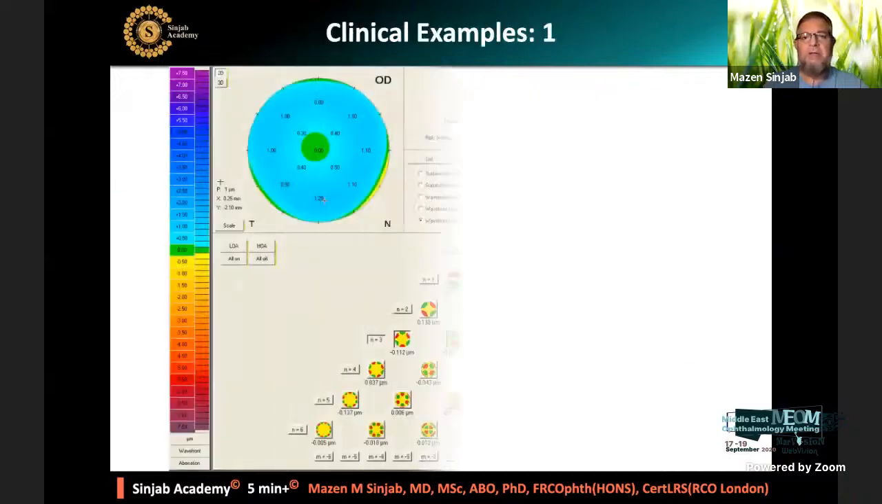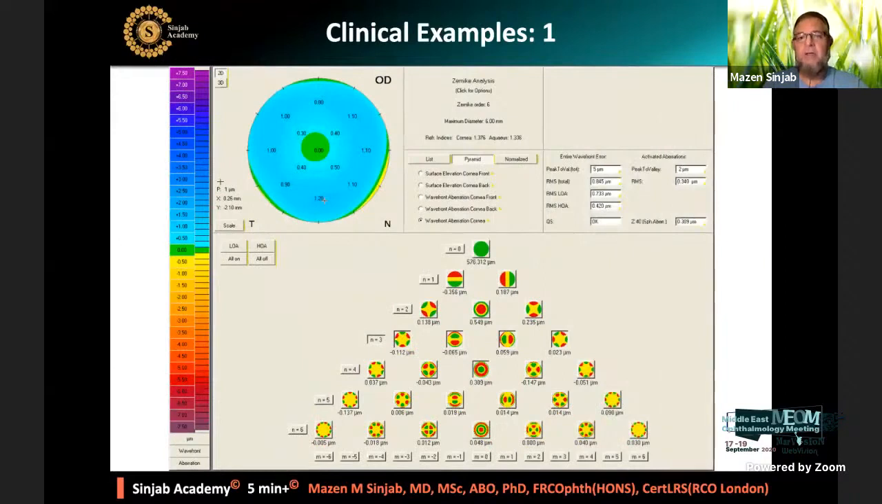So this is a clinical example. I'll show you how we study the higher order aberrations. Actually, we have to click on the N3.